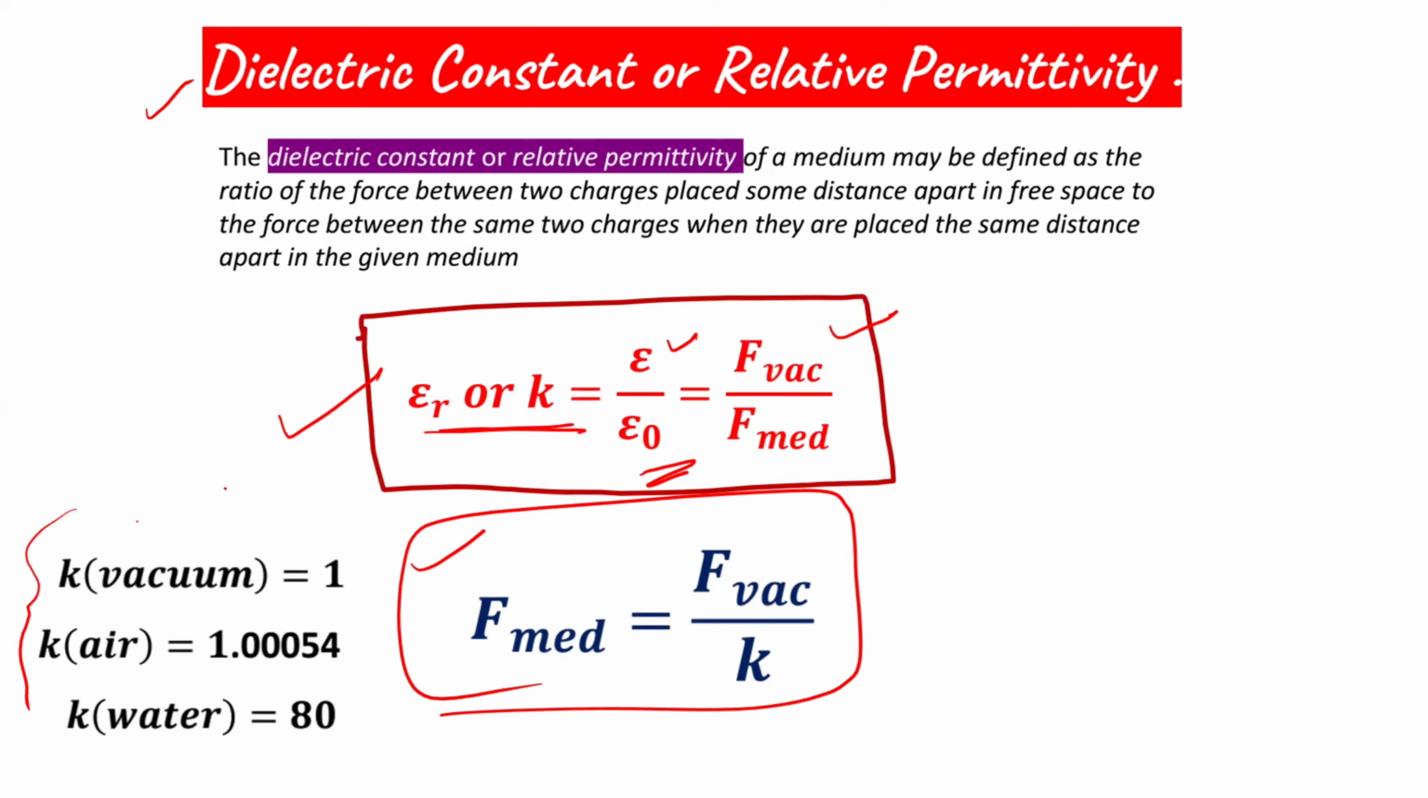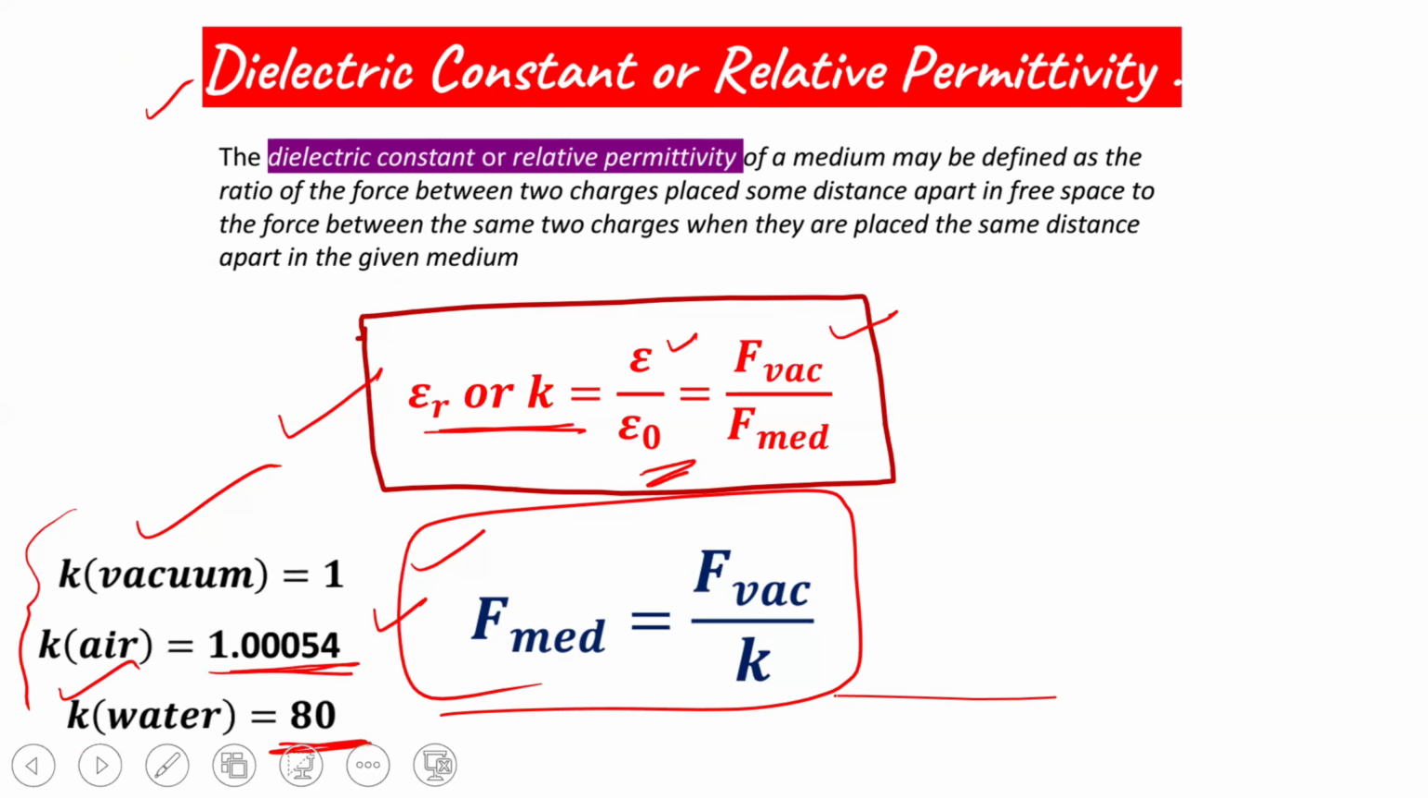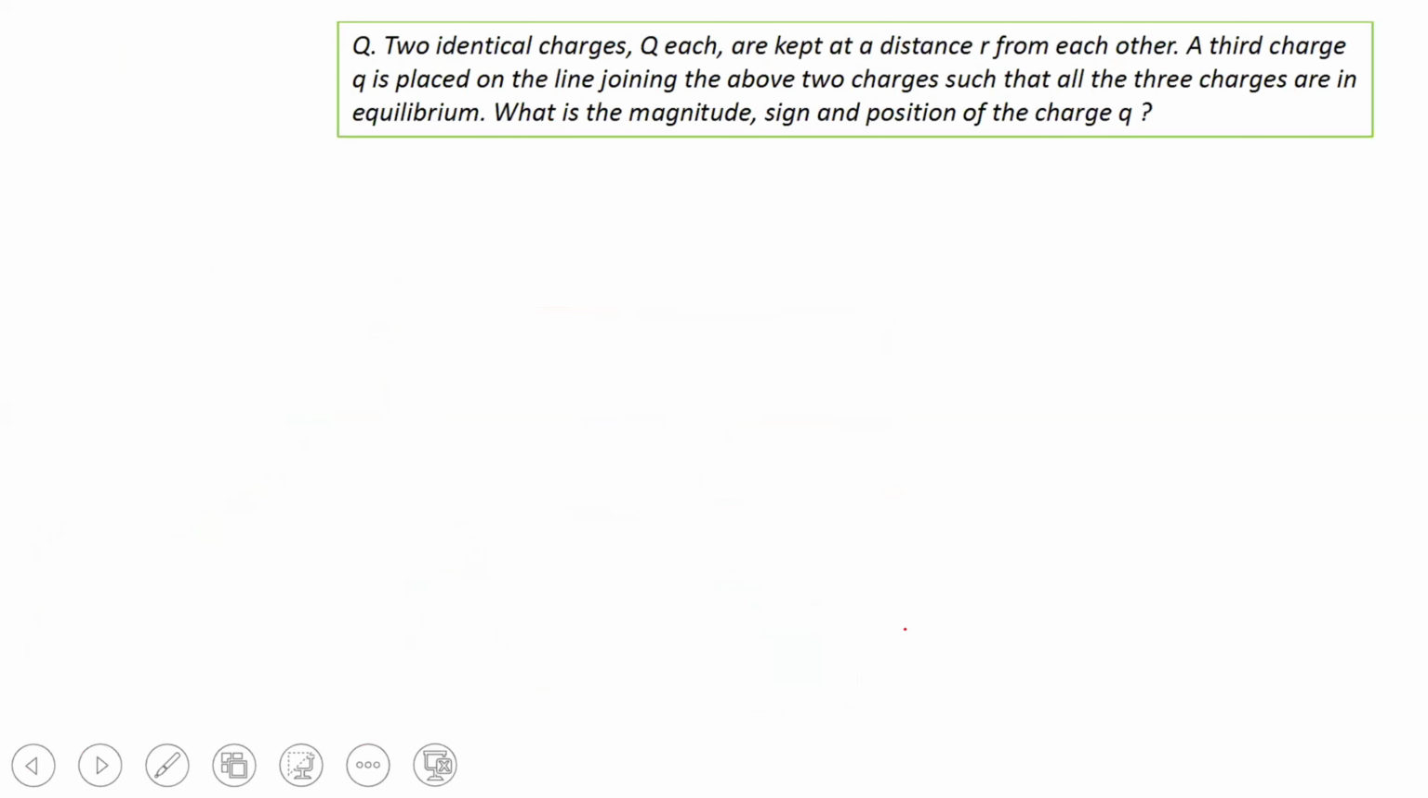For example, you can see the different values of K. For vacuum, the dielectric constant is 1. For air, this is 1.00054, and for water, it is 80. Now, see one numerical problem.